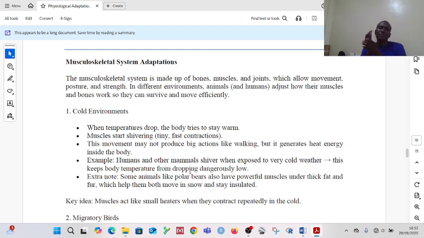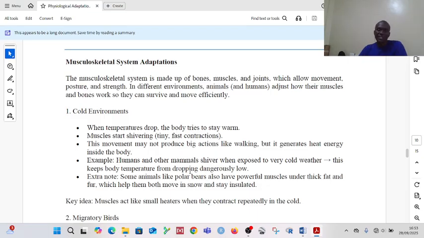What about the musculoskeletal system? What about the adaptations of this musculoskeletal system? So as a system, this musculoskeletal system is made up of bones, muscles, and joints. What these ones do is they allow movement, posture, and strength. So in different environments, animals will adjust how their muscles and bones work so that they can survive and move efficiently.